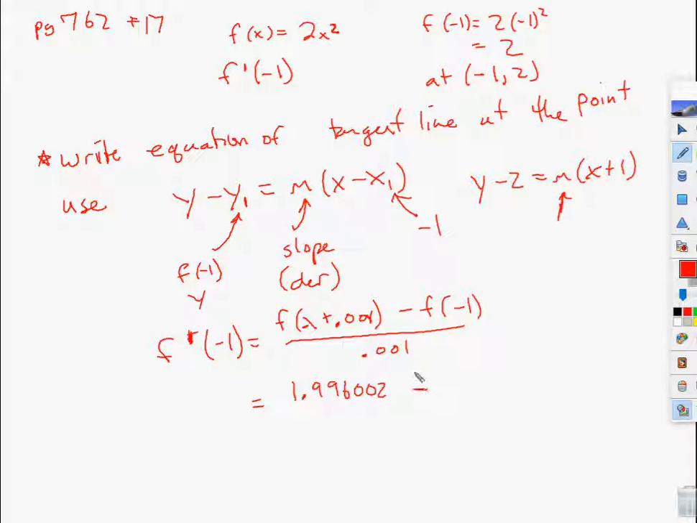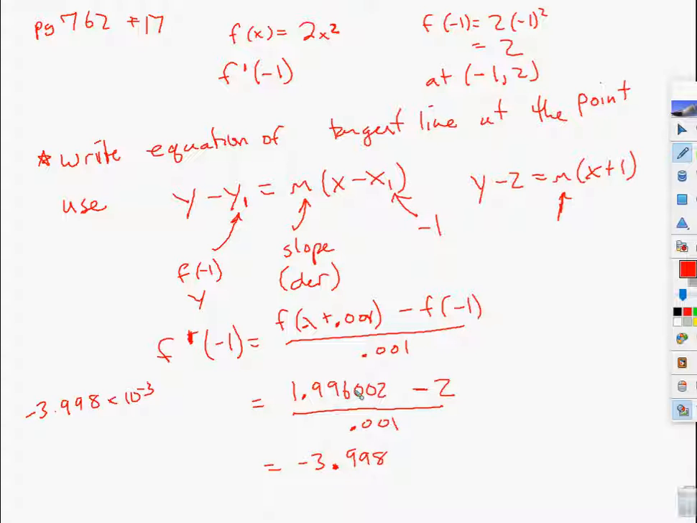Okay, I get here 1.996002 minus f of -1, which we have already calculated as 2. And we'll go ahead and subtract that. I get, now my calculator pops out -3.998 times 10 to the -3rd. It does that by writing an e. That means move my decimal point to the left 3 spots. And then I'll divide by 0.001. And then I get -3.998.